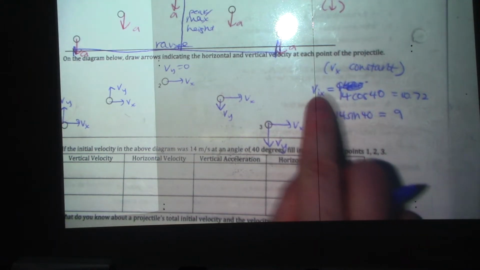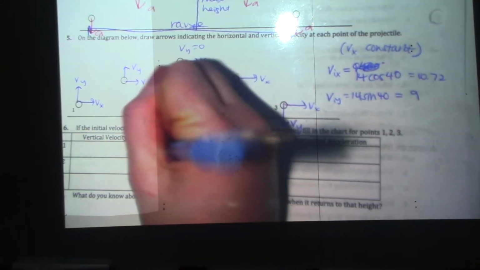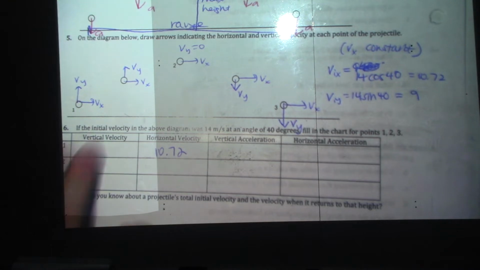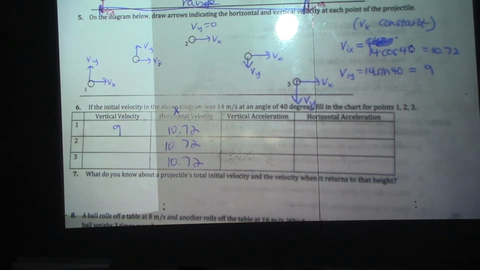So this one, x is talking about horizontal velocity. My horizontal velocity at the beginning is just my initial x velocity, 10.72. My vertical velocity at point 1 is just my initial vertical velocity, which would be 9. Now, horizontal velocity, I'm going to make a note, that's x. My x velocity is constant. It does not change. So this is going to be 10.72 at literally any single point.